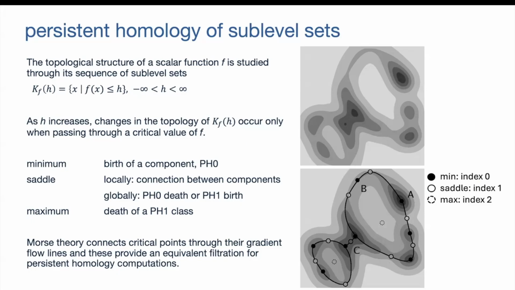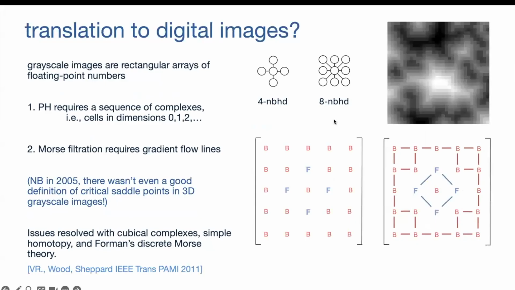And I guess we also have the issue that we don't have isolated critical points. So when you increment your sublevel set, even in the neighborhood of a single pixel, you can have more than one topological change happening, okay? So these are some of the challenges that we face when we move from the continuous picture to the discrete one.